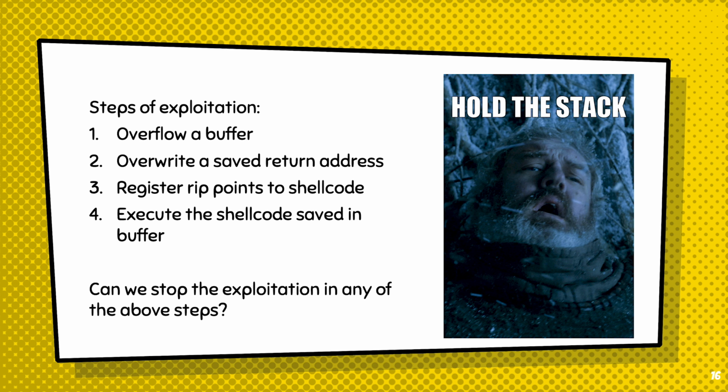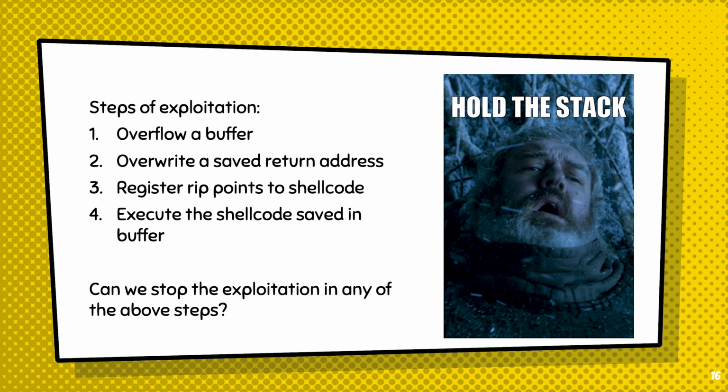So the first step is to find a vulnerability and then overflow the buffer that is vulnerable. Then the second step is to overwrite a saved return address so that when function returns, register RIP will be overwritten with the saved RIP value. And also, we want the RIP to point to the shellcode. In the end, once RIP points to the shellcode, it will start to execute the shellcode, which is saved in the buffer. Given these 4 steps, can we stop the exploitation in any of those 4 steps?